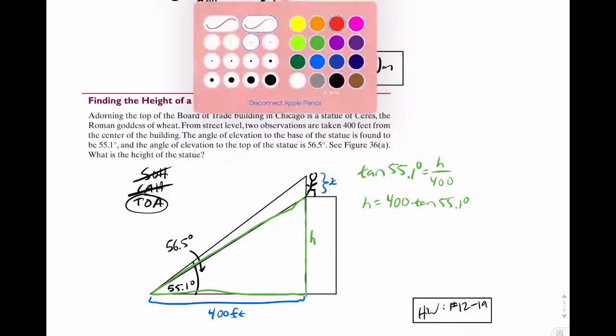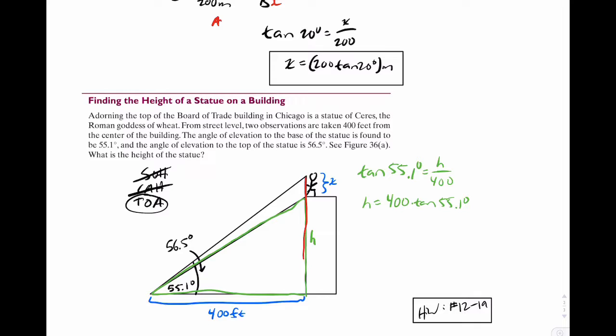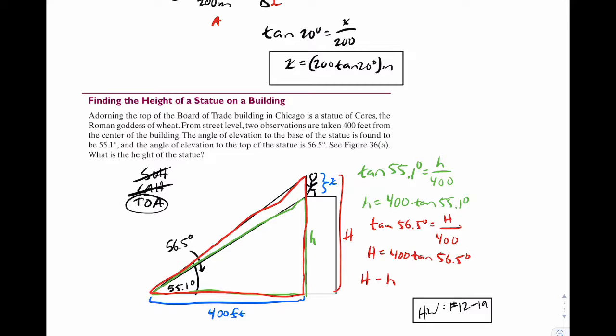Now let's look at this triangle. In red, I'm going to highlight this big triangle here to here to here. And let's call this whole thing big H, because that we can find. That's going to be tan 56.5 degrees is equal to capital H over 400, which means capital H should be 400 tan 56.5. Now that we have those things, notice how we can find x. All we have to do is do big H minus little h.